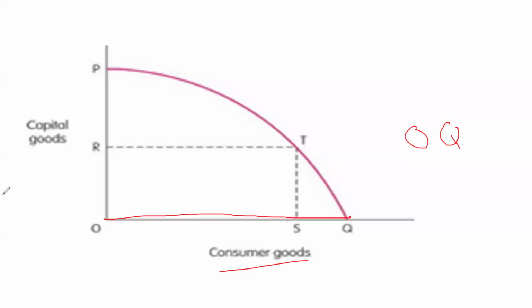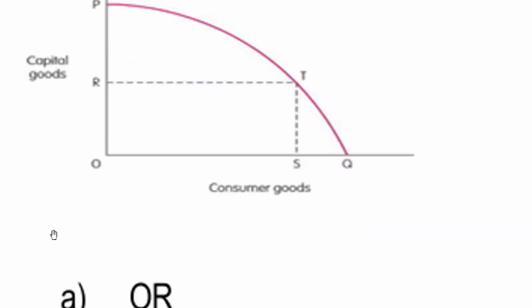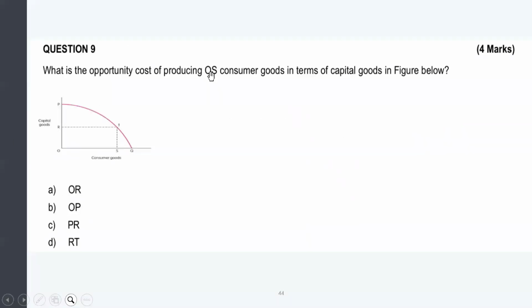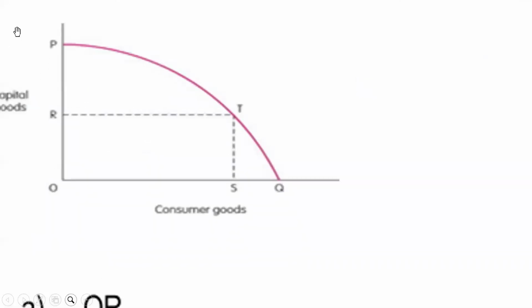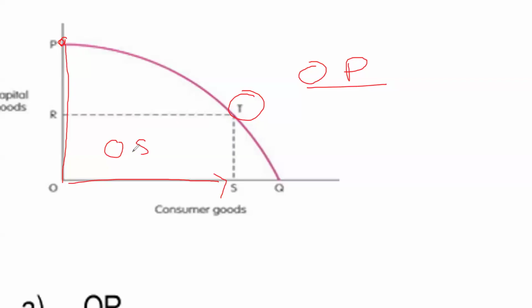So then the lecturer is asking us, so now let's go back to the question. What is the opportunity cost of producing OS consumer goods in terms of capital goods? If we start from the point OP, where we are producing only capital goods, and we decide to go to T here, where we are producing OS consumer goods, what did we sacrifice? In order for us to gain OS, what did we sacrifice?